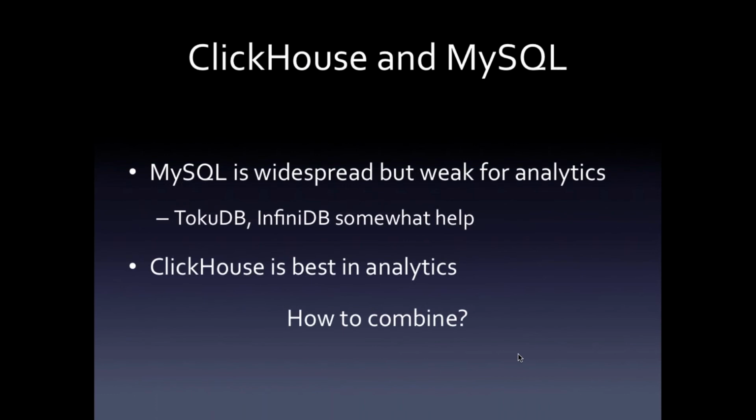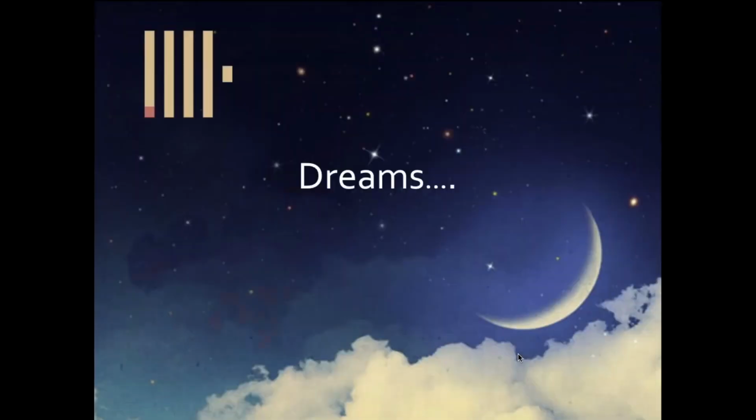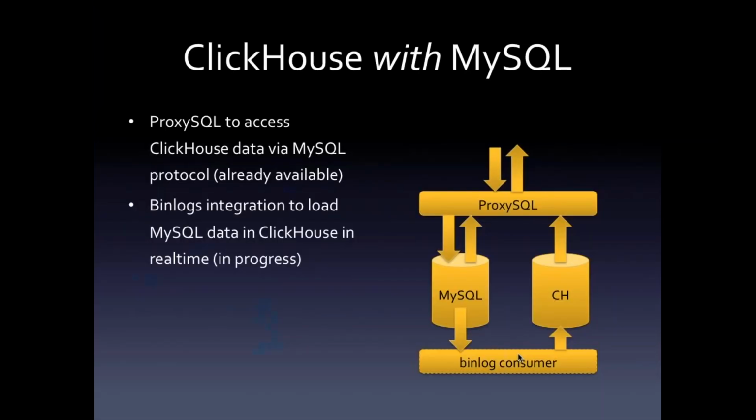So this is all about LiveStreet, and a few words about ClickHouse and MySQL. MySQL is a very good database, but it's known for its weakness for analytical queries. There are special purpose engines in MySQL, such as TokuDB and InfiniDB, that somewhat help, but it's not enough. And as we saw in this webinar, ClickHouse is best in analytics, so how to combine them? Is it possible? Imagine if we had MySQL flexibility at ClickHouse speed. So far it's only a dream, but still we can get pretty close to that.